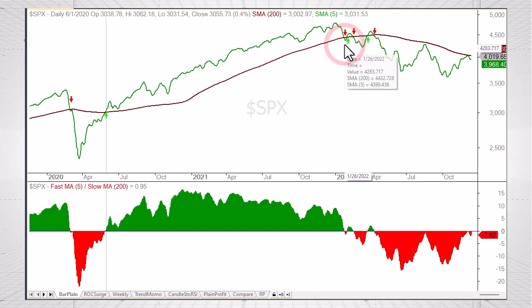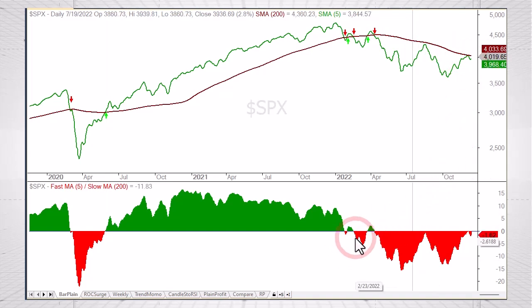And that's what we've seen in 2022. We've seen a lot of whipsaws because the 5-day moved above and below the 200-day 4 times already. Now, the move that we had in April is sticking so far, and the 5-day remains below the 200-day. So we're still in a downtrend according to this indicator. And the bottom window shows the histogram, which also shows the crosses of the 5-day and the 200-day.